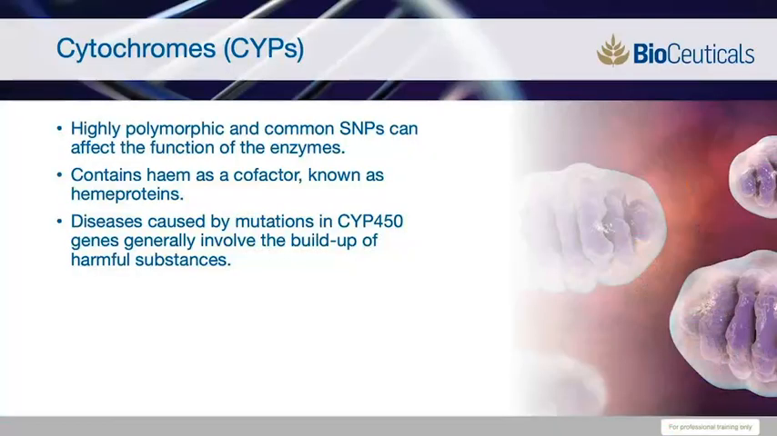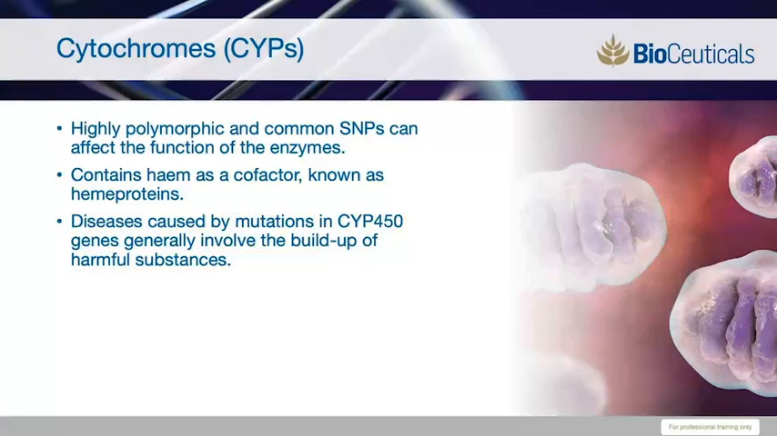The cytochrome P450s are highly polymorphic. What I mean here by highly polymorphic is they have many genetic variations that influence the function. We often say that cytochrome P450 enzymes are associated with fast or slow metabolizers, or the fast metabolism of a certain drug or a certain toxin. They contain heme as a cofactor, so iron. They're referred to as hemoproteins. And diseases that are influenced by the cytochrome P450s are generally due to mutations that result in a build-up of reactive compounds, and you'll understand more about that when we go through the detoxification module as well.